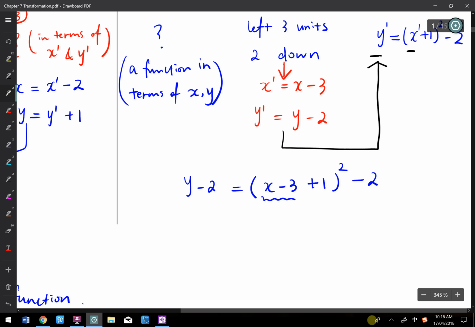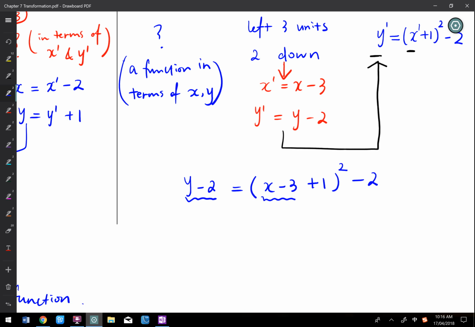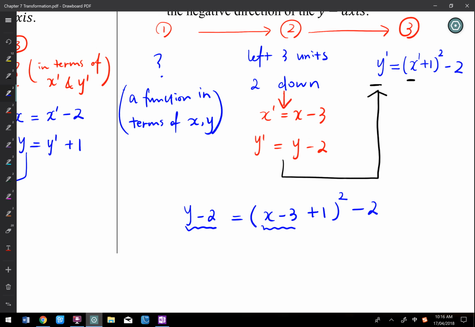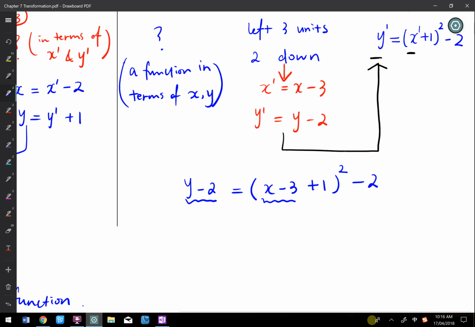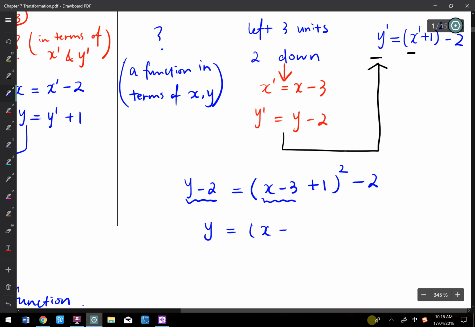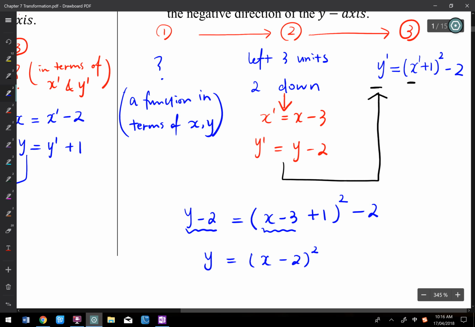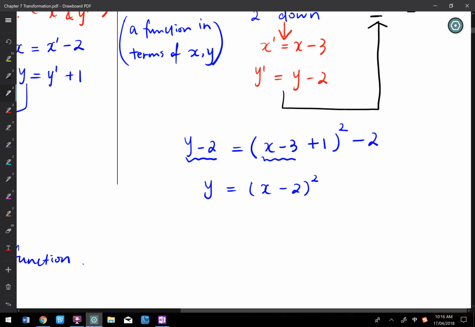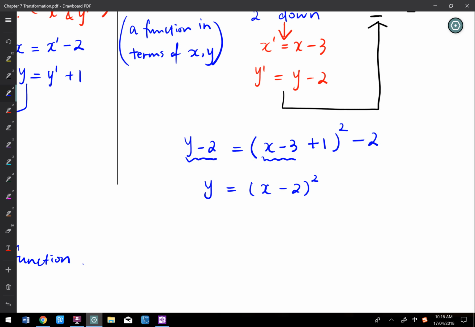I have replaced x dash and y dash by x and y. Why don't I need to rearrange it? I just have the thing I want. I have x dash. X dash is what? X dash is x minus 3. Y dash is what? Y dash is y minus 2. Just replace it. So what I have is y equals x minus 2 squared. Plus the 2 on both sides, that's it. So that's the original question, original function. Any question?